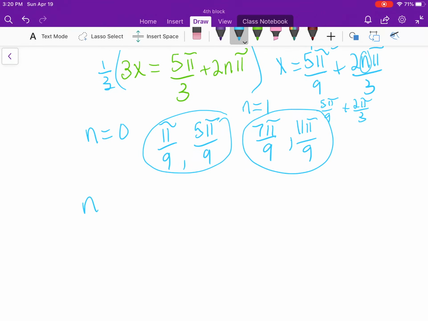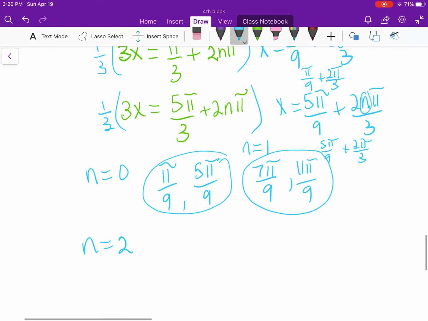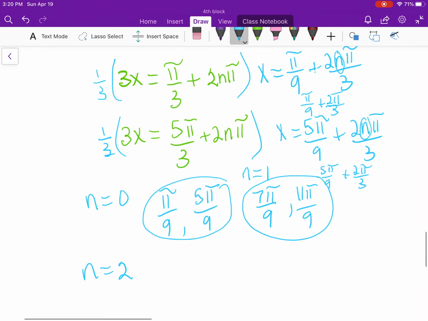What happens when we let n equal 2? Well, when n equals 2, then I'm going to be taking pi over 9 and adding 4 pi over 3, because 2 times 2 would give me 4. My common denominator makes 4 pi over 3 into 12 pi over 9. 12 plus 1 is 13 pi over 9. That's still less than 2 pi, so that works.